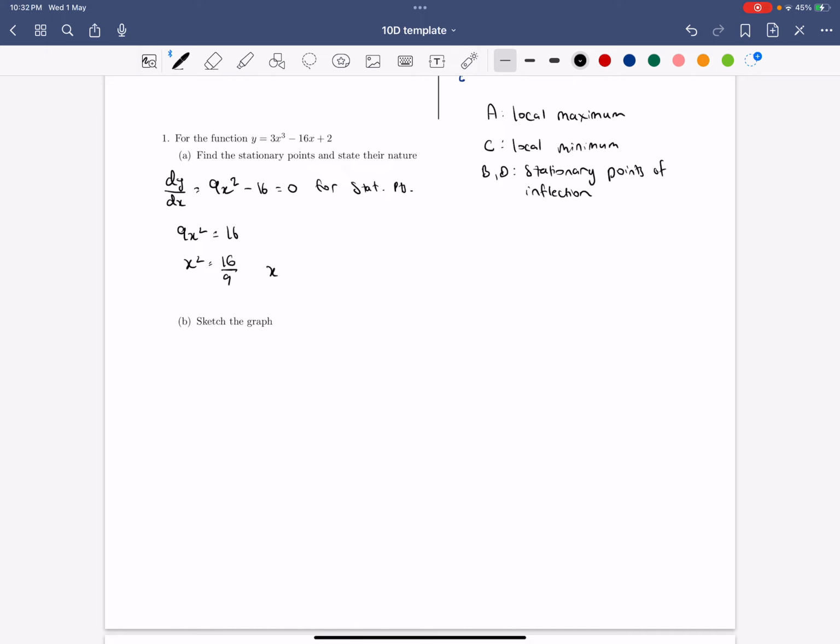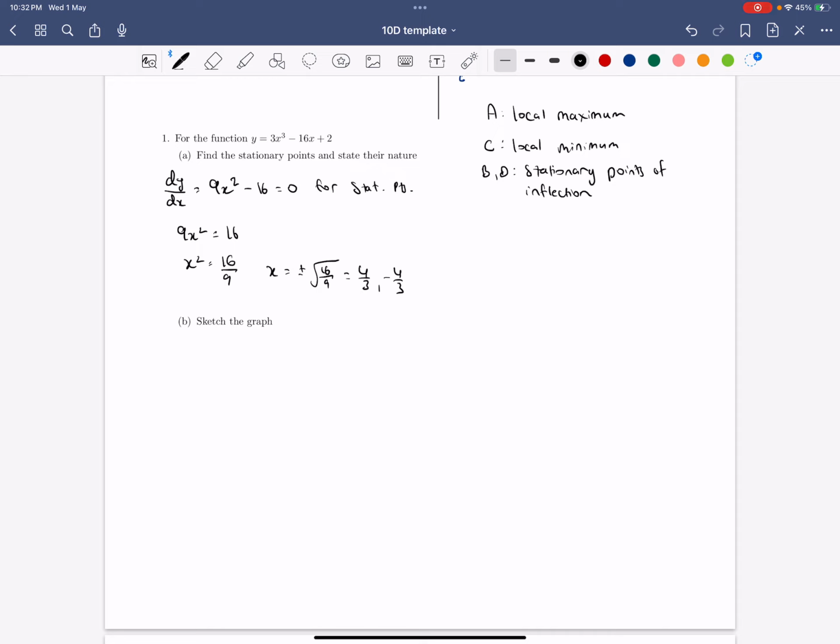And that means that x is equal to, so you've got to be careful here. It's not just the square root of 16 on 9. Remember, it's plus or minus the square root of 16 on 9. And lucky for us, root 16 is 4, root 9 is 3. So we actually get a nice answer. You get, oh, my bad, you get 4/3 or minus 4/3. Okay? Now that's the first part of the question done. We found the stationary points. We now need to state their nature.